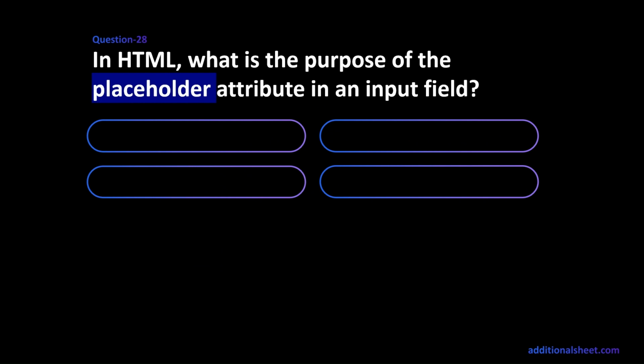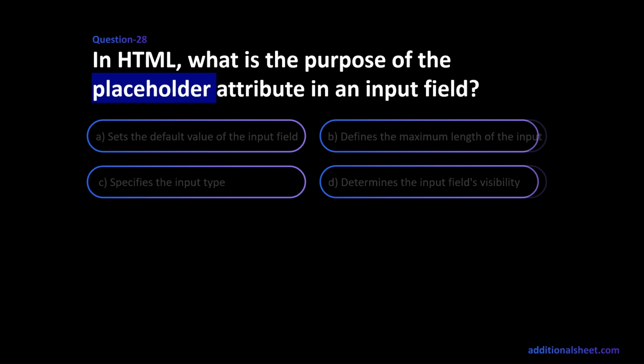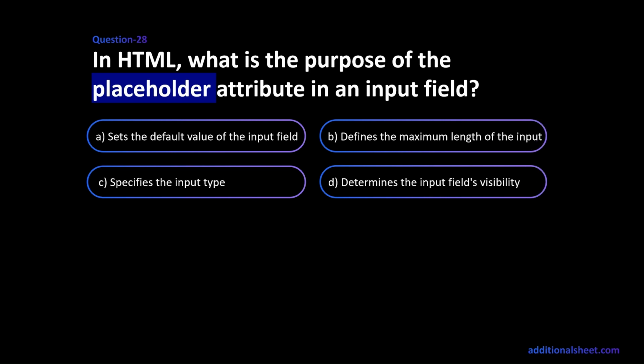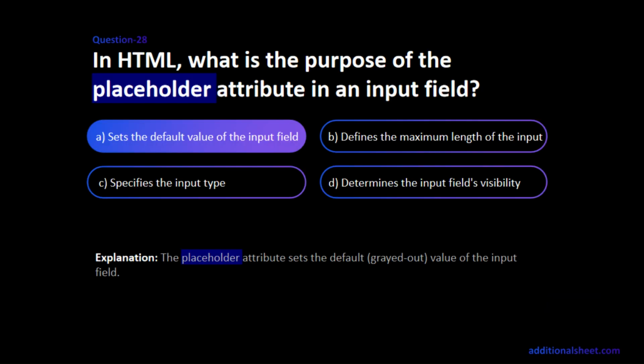Q28. In HTML, what is the purpose of the placeholder attribute in an input field? Options are: A. Sets the default value of the input field. B. Defines the maximum length of the input. C. Specifies the input type. D. Determines the input field's visibility. The correct answer is option A. The placeholder attribute sets the default value of the input field.